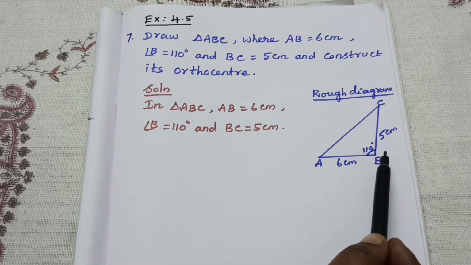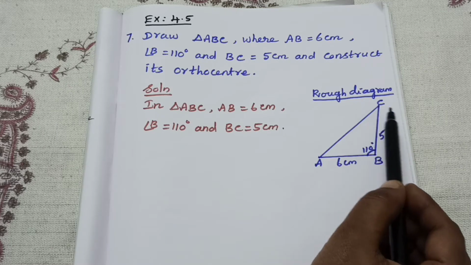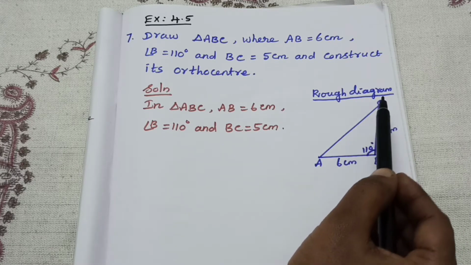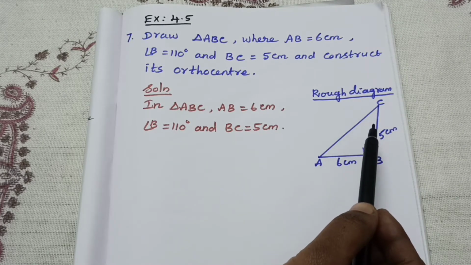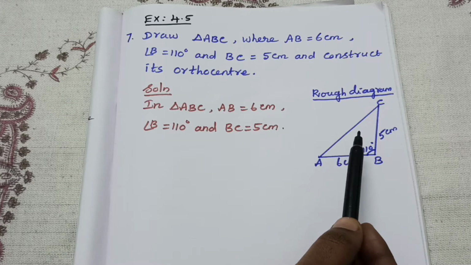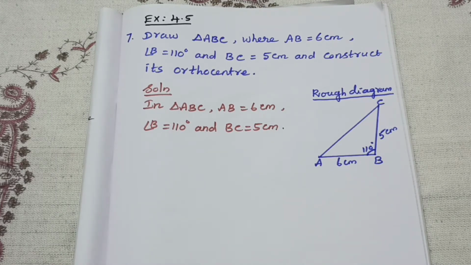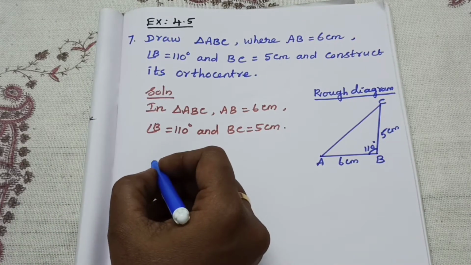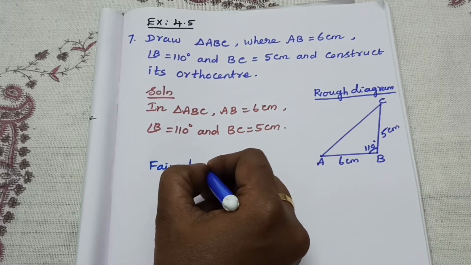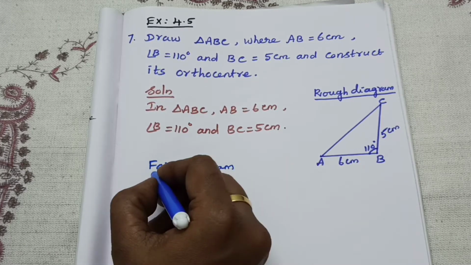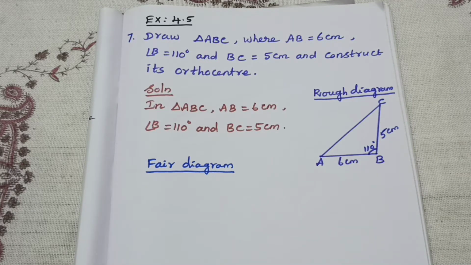Then with B as the center, we have to draw 5 cm from B. Then join, and we will get C. This is the triangle. And then now we are going to draw the fair diagram. How to construct the orthocenter, we are going to see.